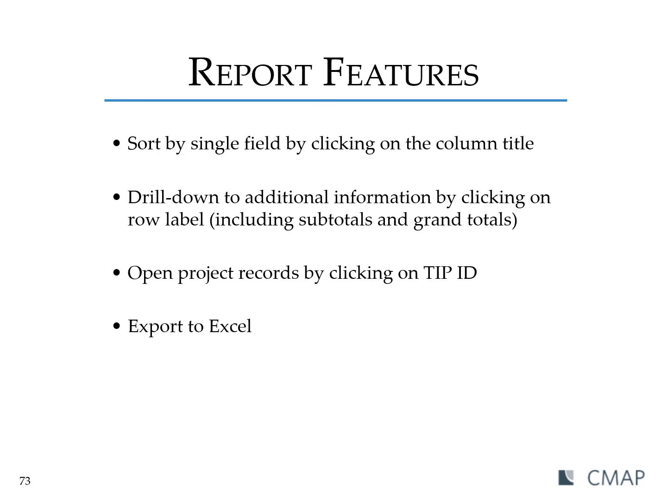Once you hit Run Report, the report will show up on your screen. This slide shows features that are available for some, but not all of the reports. So in general, you can sort by clicking on the column title. You can drill down to additional information by clicking on the row label. That includes subtotals and grand totals. You can open a project record by clicking on the tip ID, and then you can always export to Excel.